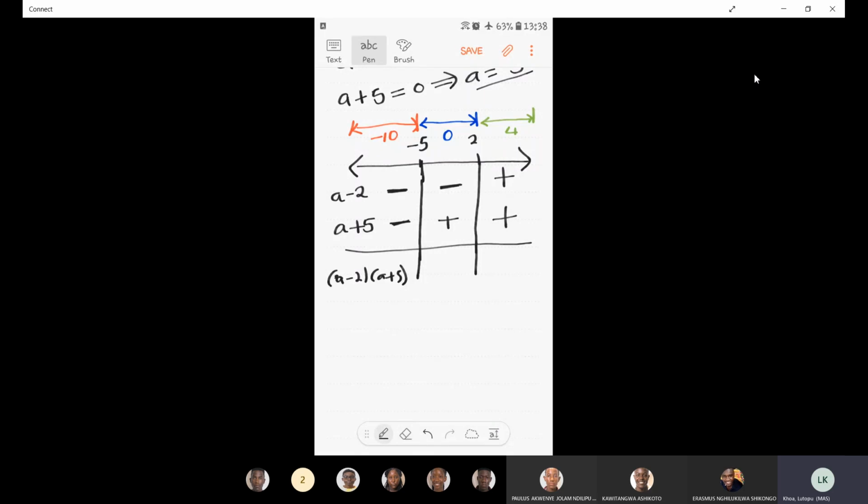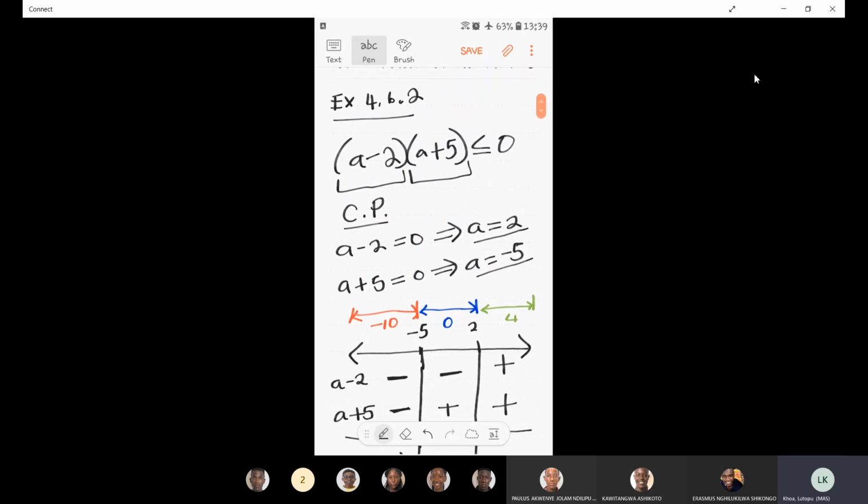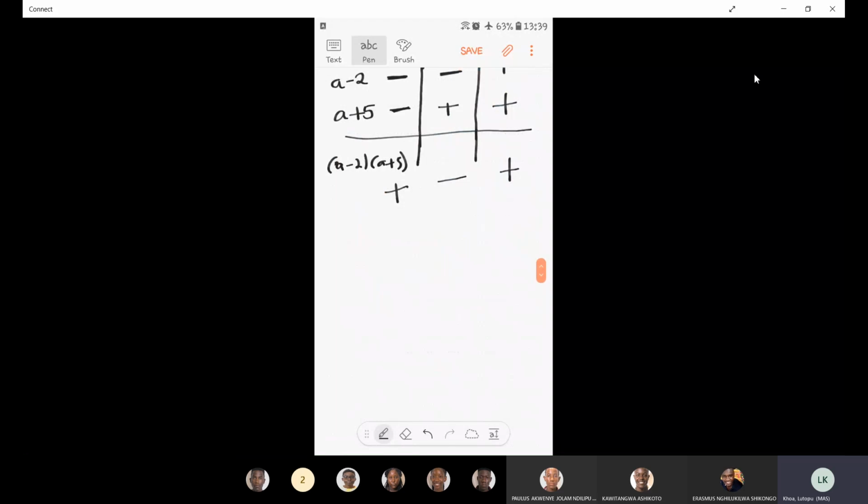So when I multiply, I have negative and negative, it gives me positive. Then in the second column, I have negative and positive, this gives me negative. And then in the third column, I have positive and positive. This gives me positive. Then I go back to the question. I was multiplying my factors, and we want to know when the product is less than or equal to 0. So I'll rewrite it here. The original question was (a - 2) multiplied by (a + 5) less than or equal to 0.